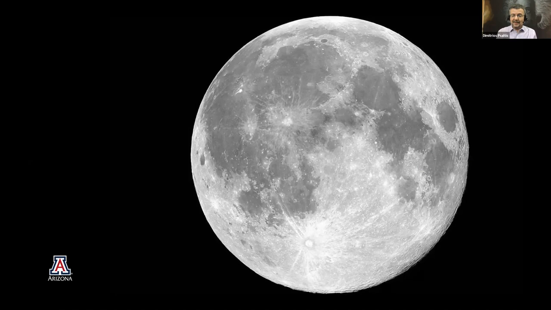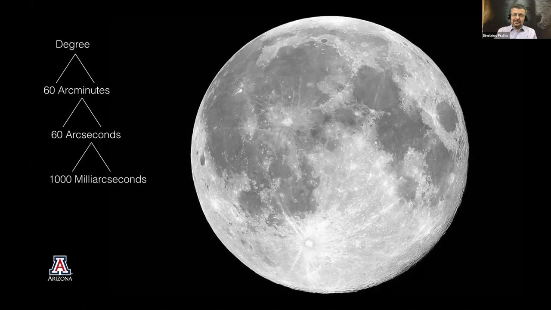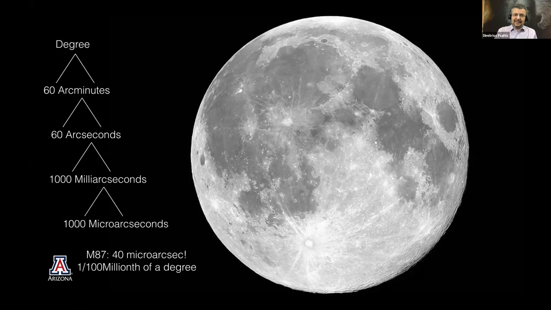But this is too big for us. So what we're going to do is take a degree and split it in 60 arc minutes, just like you take an hour and split it in 60 minutes. We'll take an arc minute and split it in 60 arc seconds, but that's still too large. We'll take an arc second and split it in 1,000 milliarc seconds. We take 1,000 milliarc seconds and split it in 1,000 microarc seconds. And this is how small our black holes are going to be in the sky.